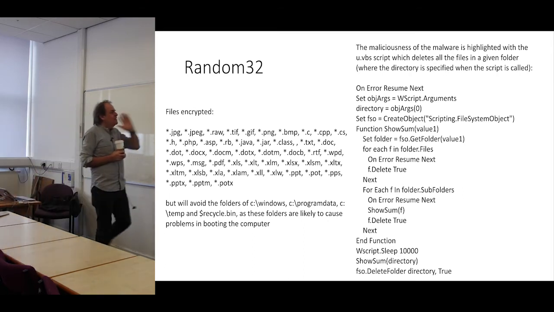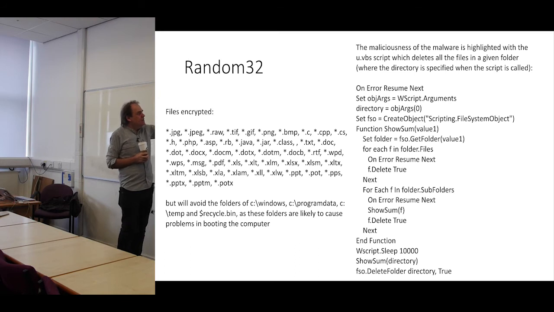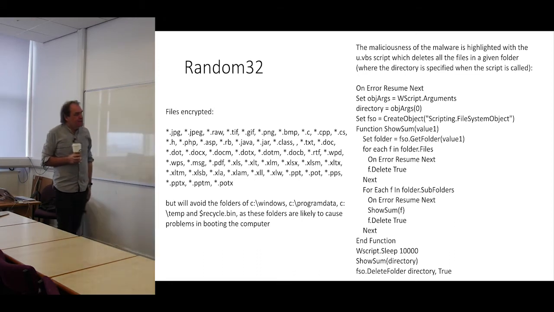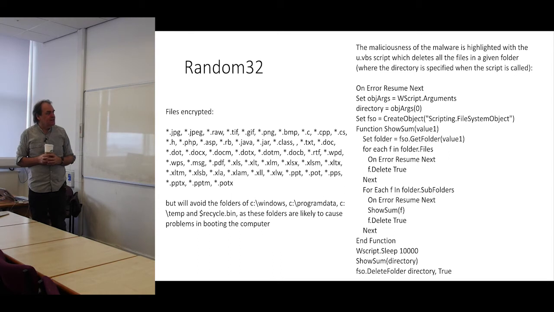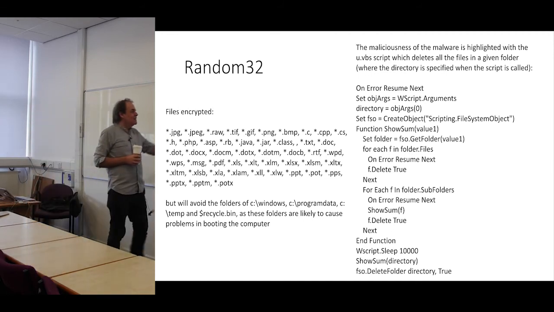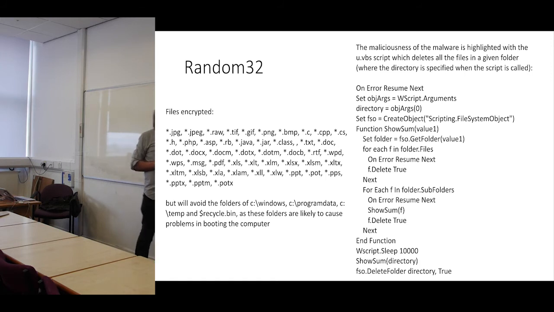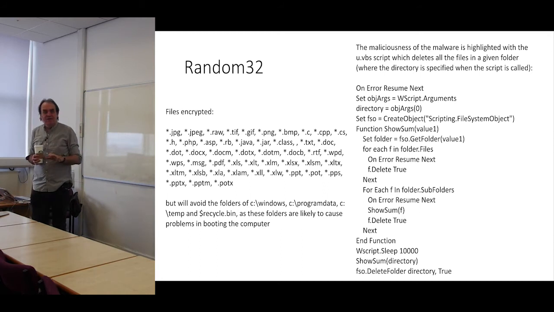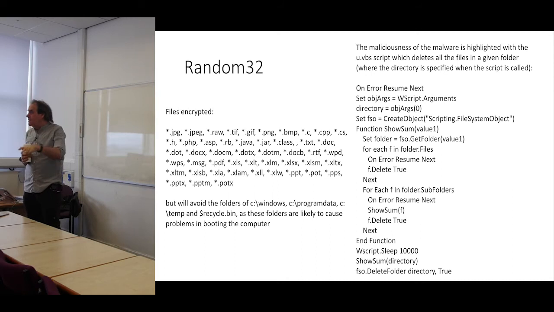Okay, so Random 32 looks for those ones, and it's going after the Java stuff and all that. And when we looked at the VBS script, I don't know if you can read VBS there, but basically you give it a directory and it goes in and erases that whole directory. It'll typically take these files, encrypt them, take a copy, and then it goes in and runs that script, and then your files are now gone. So they'll have some strange file extension that you've probably never seen before.